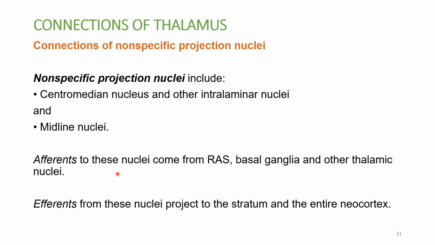So where are the afferents coming from? Afferents to these nuclei come from the reticular activating system, basal ganglia and other thalamic nuclei. The efferents will go from these nuclei to the striatum and the entire neocortex.